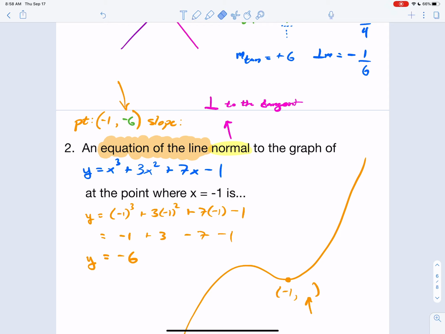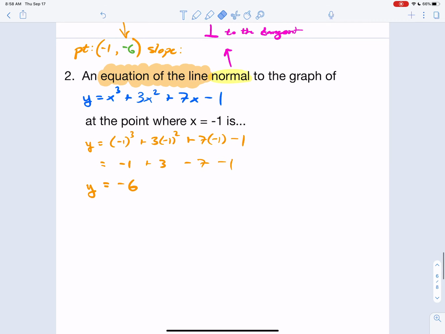How do you find the slope? How do you find the slope of a tangent line? You need to go to the derivative. So here you go. y prime equals, press play when you're ready, but try that one out. y prime equals 3x squared plus 6x plus 7.